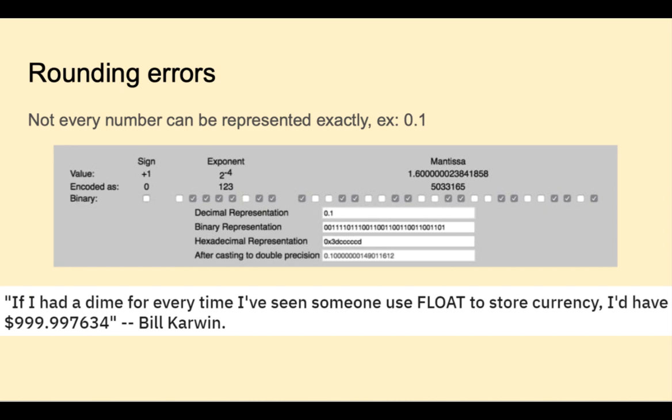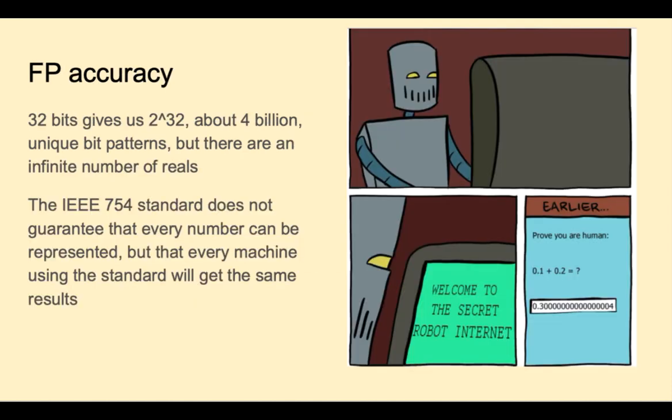Not every number can be represented exactly, even numbers that make perfect sense to us, such as 1/10. We see that even in double precision, it's not exactly 0.1. If we think about it, in a 32-bit field, we have 2 to the 32, or about 4 billion unique bit patterns. But there's an infinite number of reals between even 0 and 1. The IEEE standard doesn't guarantee that every number will be perfectly represented, but that every machine using the standard, which is all machines, will get the same results.